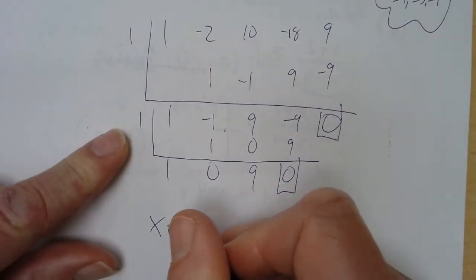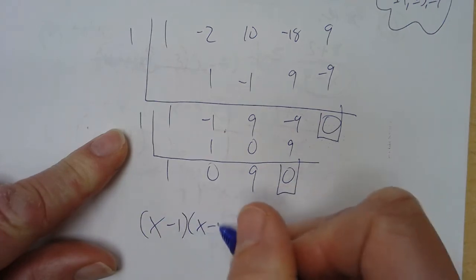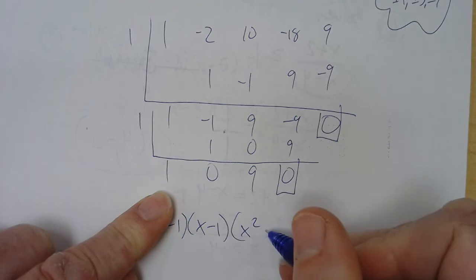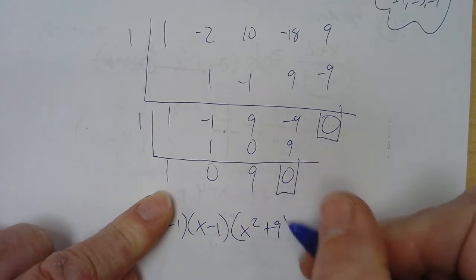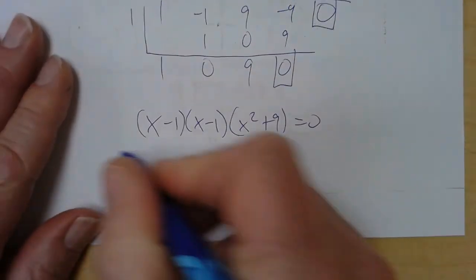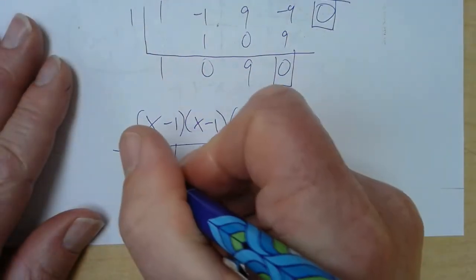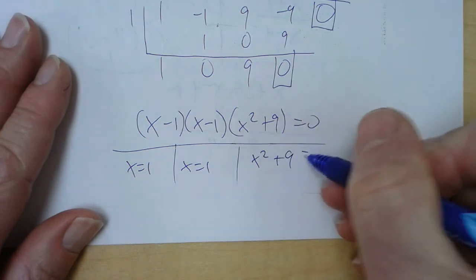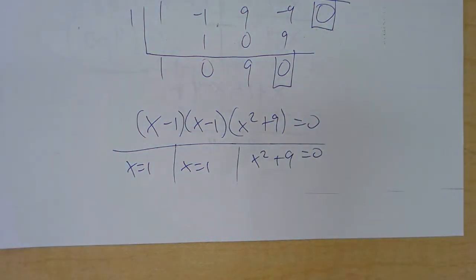So it's x minus 1 times x minus 1. And then remember, this means x squared, and then no x's, plus 9 is equal to 0. So then we do zero product property. So x equals 1, x equals 1. x squared plus 9 equals 0. So what do we do? We solve it.